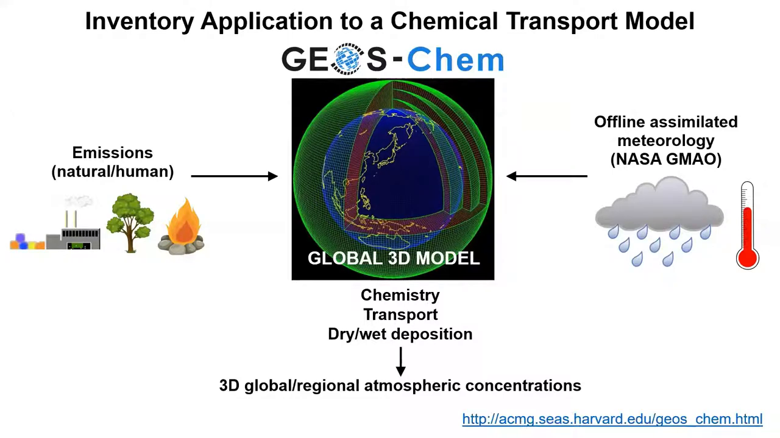So what GEOS-Chem does is that it receives emissions that can be natural, human, and there's a whole host of emissions included in GEOS-Chem, including DICE-Africa and the fossil fuel emission inventories that I showed on the previous slide. And then it also feeds in offline assimilated meteorology that comes from NASA. The model then calculates the chemistry, the transport, the dry and wet deposition, other components, but these are the most relevant for what I'm doing. And then it spits out 3D global and regional atmospheric concentrations. And for air quality, the ones relevant to me would be surface concentrations of ozone and PM2.5 or fine particles.